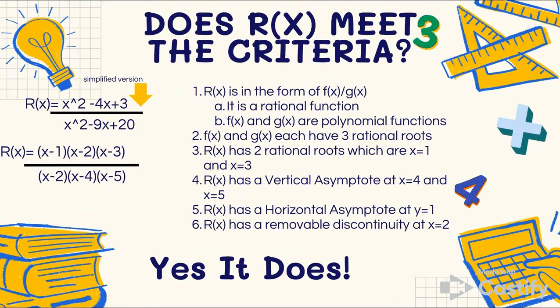Yes, it does. Because r of x is in the form of f of x over g of x, it is a rational function. F of x and g of x are polynomial functions. F of x and g of x each have 3 rational roots, and r of x has 2 rational roots, which are x equals 1 and x equals 3.